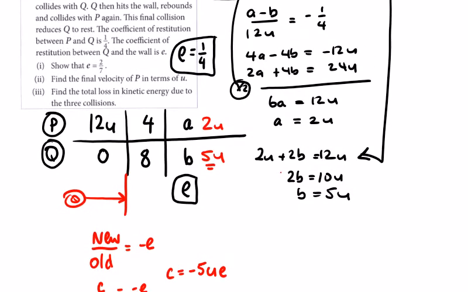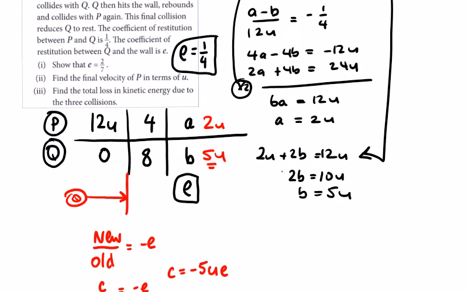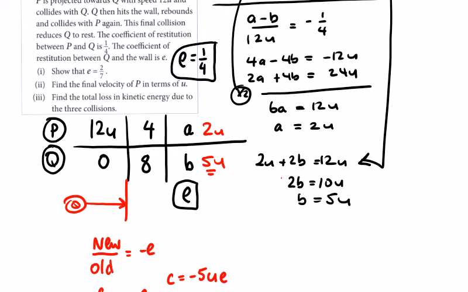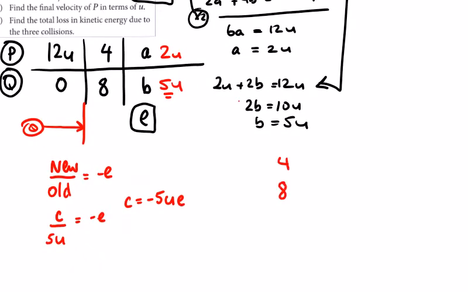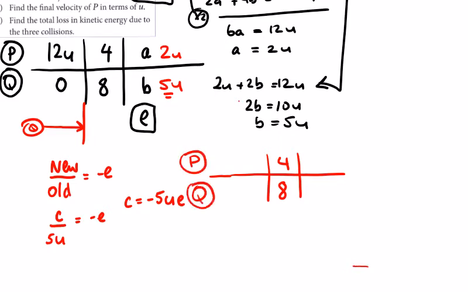And then we are told that when it rebounds, it collides with P again, and that this collision reduces Q to rest. So we set up a new table here. We have our 4, our 8. P and Q are traveling at new speeds. We don't know their speeds afterwards. We know Q is brought to rest. We haven't used D yet, we'll call this one D. And we have a speed for P now of 2u and Q at minus 5u times E.